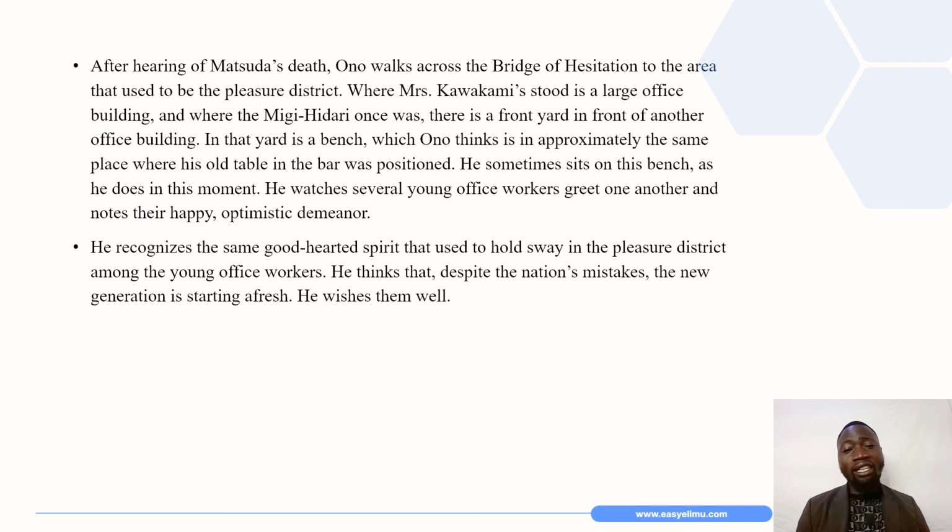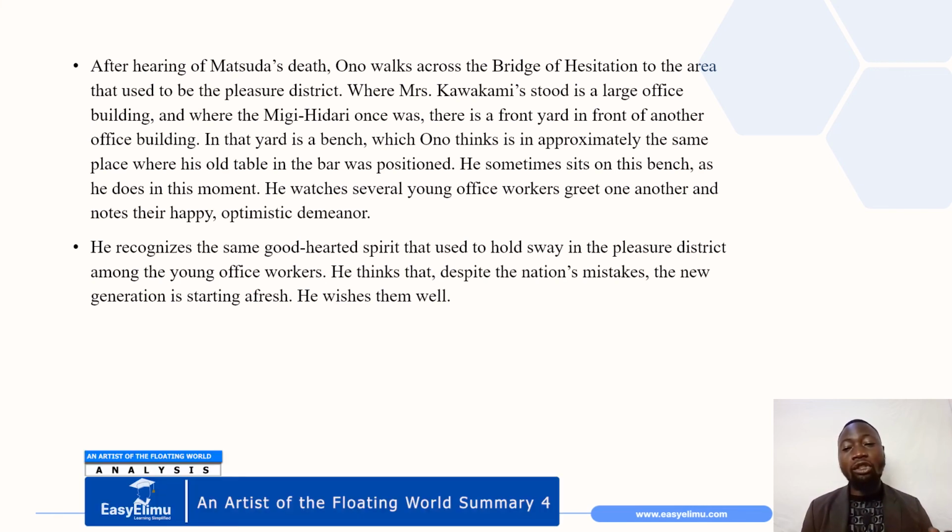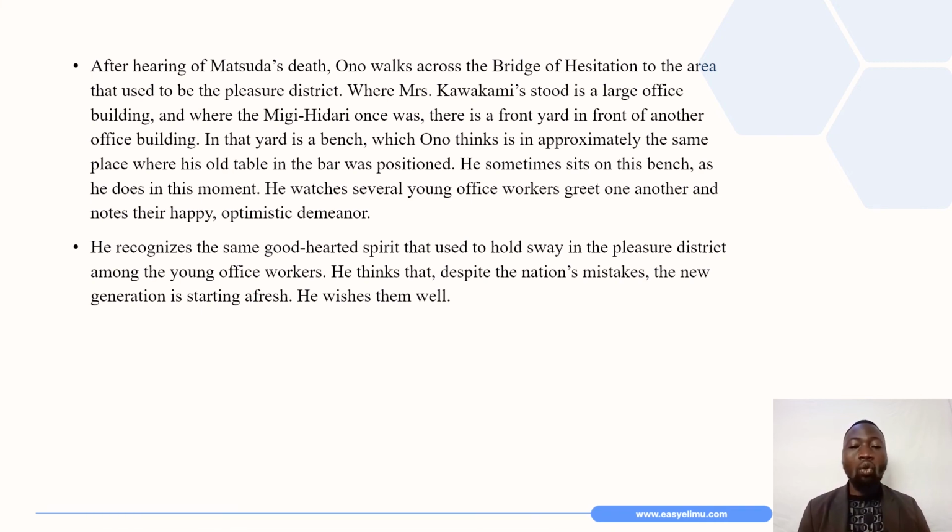So in that yard also is a bench which Ono thinks is in approximately the same place where his old table in the bar was positioned. He sometimes sits on this bench, as he does in this moment. He watches several young office workers greet one another and notes their happy, optimistic demeanor. Ono recognizes the same good-hearted spirit that used to hold sway in the pleasure district among the young office workers. He thinks that despite the nation's mistakes, the new generation is starting afresh, and he wishes them well.